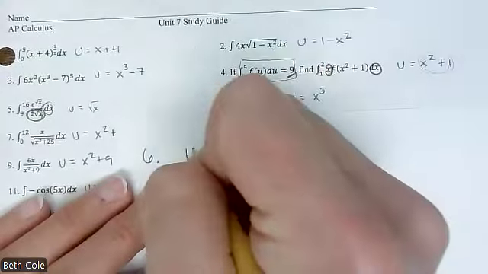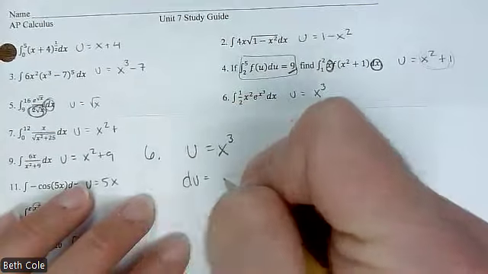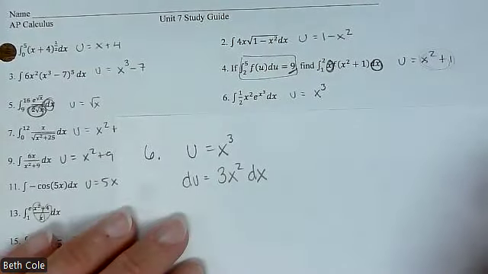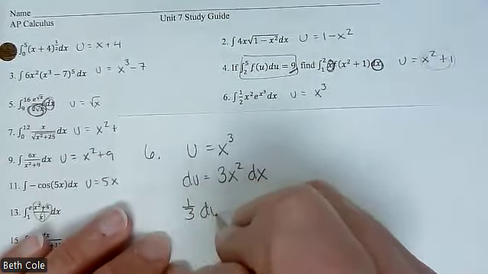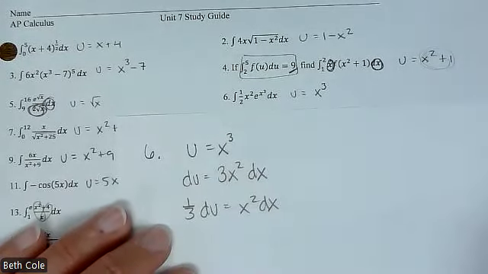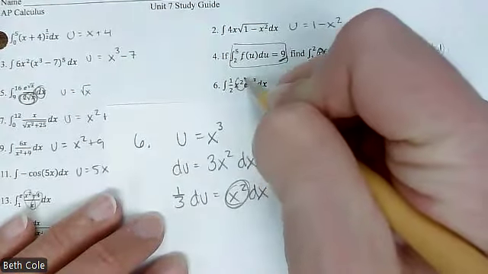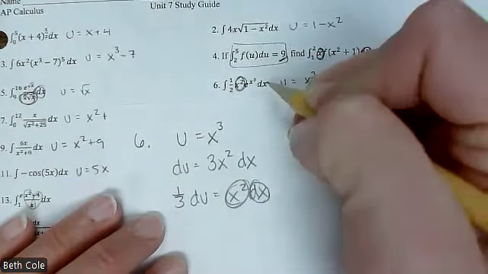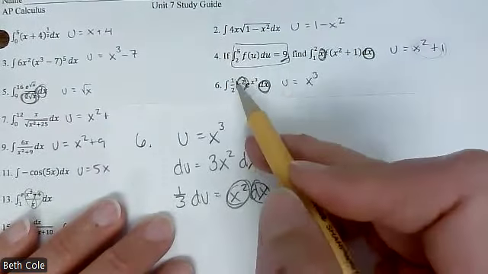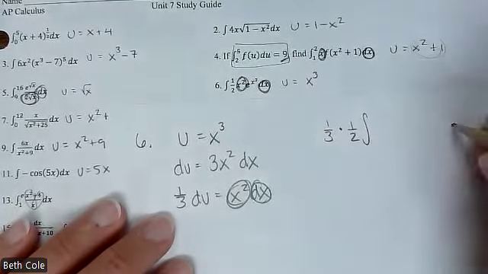All right, so we've got u equals x cubed. And then what's the derivative of that? Yep, 3x squared dx. I'm going to adjust that with a 1/3. So when you look at the problem, we're going to replace the x squared and the dx, and in its place, we're going to put 1/3 du. There's also a 1/2 in the problem, so I'm just going to kick that out as well.